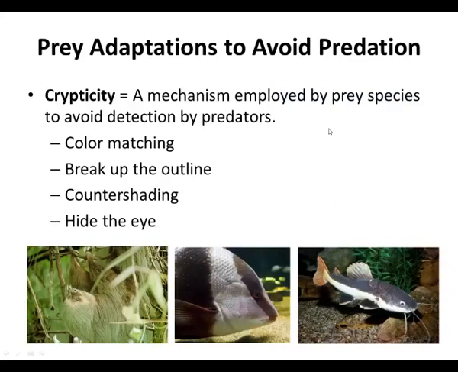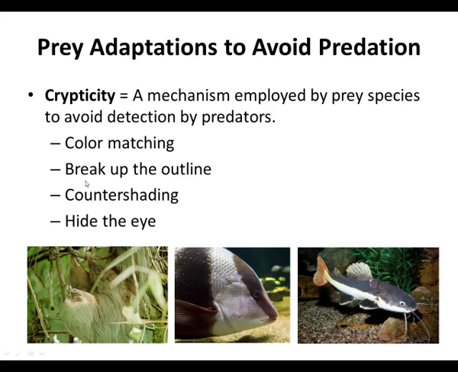And also, prey animals have adaptations to avoid predation. One is crypticity. So basically, it's a mechanism to avoid detection by predators. There are several ways that you can hide yourself. First one is color matching, and we call it camouflage. Do you see the sloth? So it has some algae growing on the hair, so it's greenish. So it perfectly matches with the background greenery.